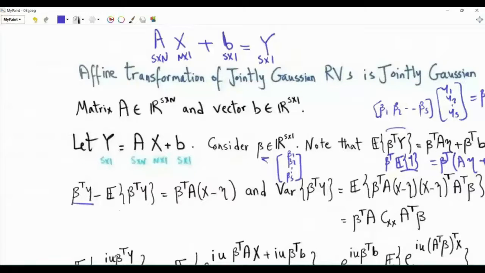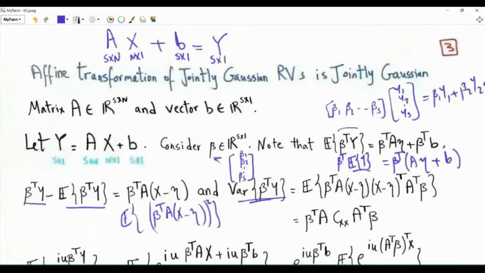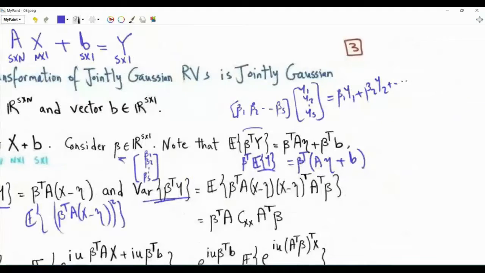Now, if we take beta transpose y and subtract the mean, then the variance of beta transpose y is basically, so what is the variance? This variance is the second moment of this quantity, beta transpose A, x minus eta, squared. To find the variance of the quantity, we subtract the first moment. So we basically have minus the expected value of beta transpose y, and then we take the expected value of the square.